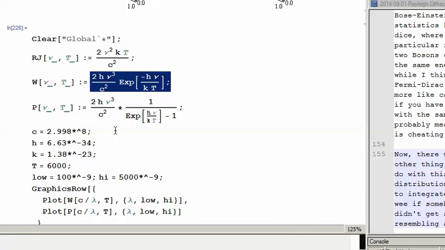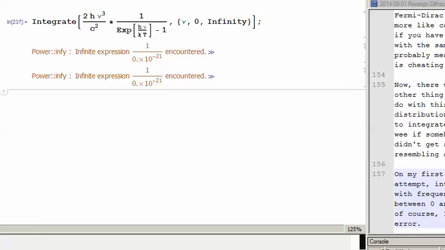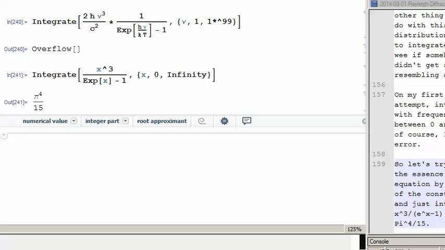Now there was one more thing I wanted to do with this distribution, which was to integrate it and see if we didn't get something resembling a sigma T to the fourth. On my first little attempt integrating with frequencies between 0 and infinity, of course I got an error. So let's try preserving the essence of the equation by setting all of the constants to 1 and then just integrating x cubed over e to the x minus 1, and we get pi to the fourth over 15.